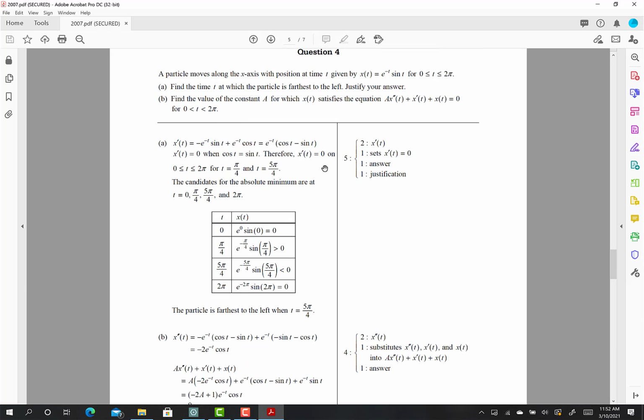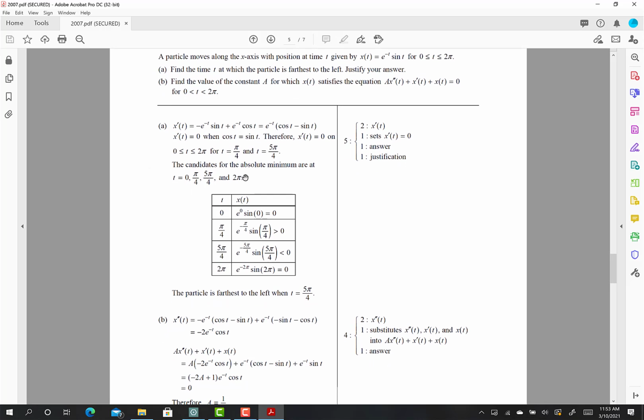So let's see. Letter A was 5 points. Letter B was 4 points. You find the derivative. They gave you 2 points for the correct derivative, and there it is. Perfect. You set the derivative equal to 0, and you find critical numbers. Pi over 4, 5 pi over 4, perfect. And the candidates for the absolute minimum are, and there it is.